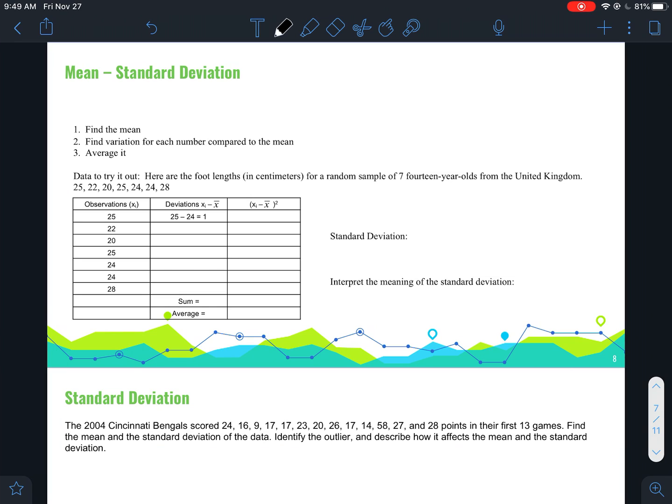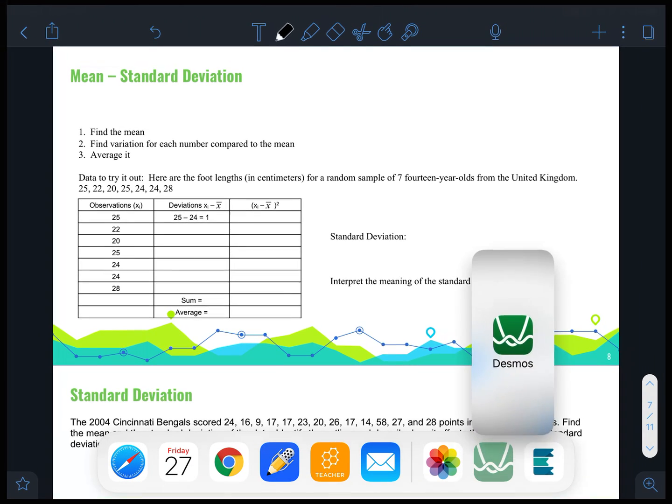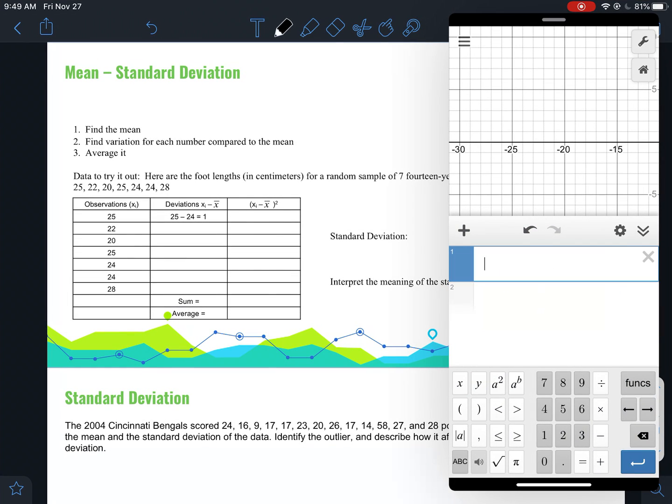So we are going to find the mean of that data set. And notice the mean is going to be 24, but if we were to find the mean, average, add them all together and then divide by the total.